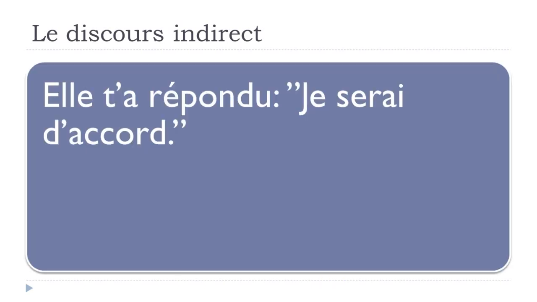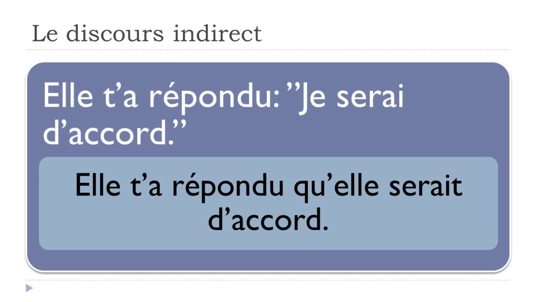So let's have a look now. Elle t'a répondu, je serai d'accord. Okay, so we do agree that it's still the same here, passé composé, and in the second part, je serai. It's still the verb to be, but remember, it's the futur simple form. Je serai d'accord. And so it will become, elle t'a répondu qu'elle serait d'accord, okay? They look quite similar, but keep in mind that this form here is the conditionnel présent. Elle t'a répondu qu'elle serait d'accord.